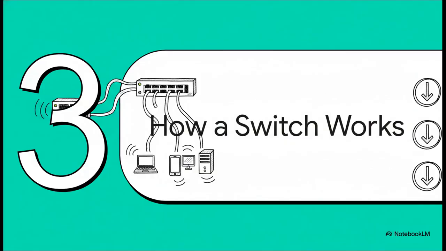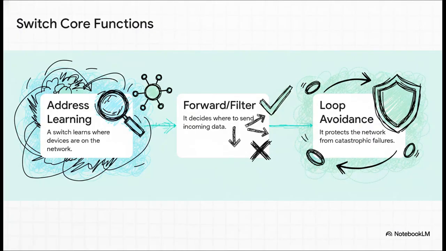All right, so how does it actually pull off this magic trick? How does a switch just know where every single device on the network lives? Well, it's not magic, but it is a really clever three-step process. You'll find that pretty much every Layer 2 switch operates on these three core functions. It learns, it decides, and it protects. So let's break down each of these, we'll call them superpowers, one by one.